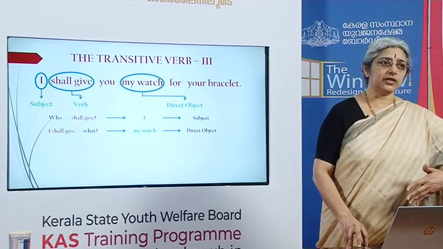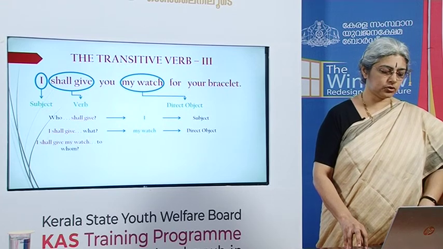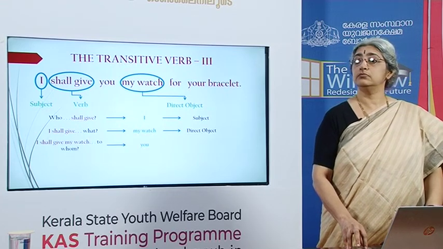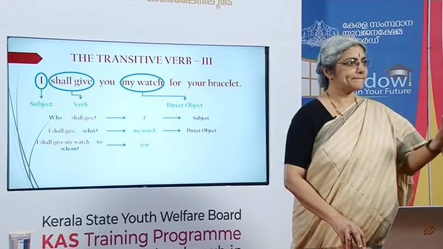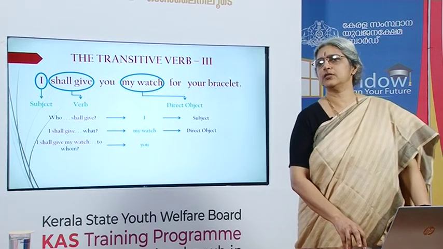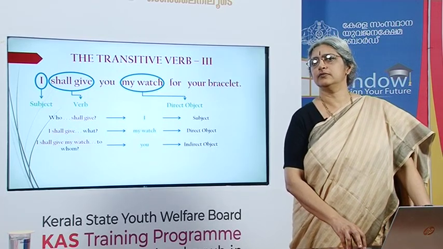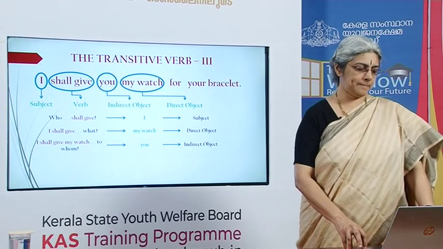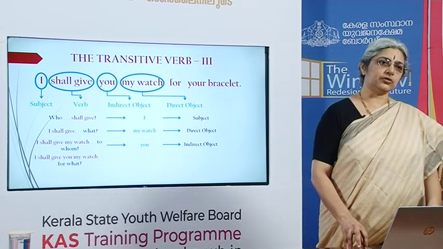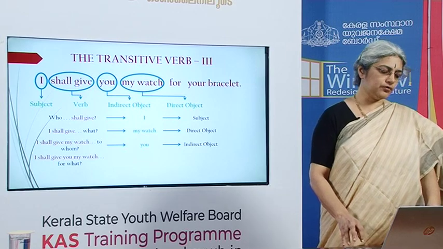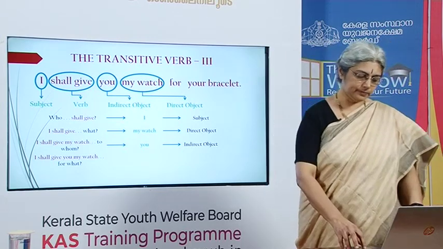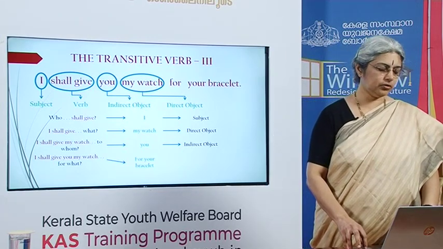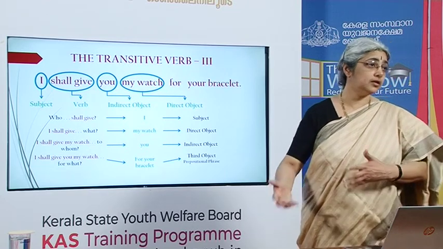What is the next question that we ask? To whom? So, I shall give my watch to whom? You. So, what is you? Indirect object. So, it looks like this verb is a ditransitive verb. Okay. You is the indirect object. You can ask another question. I shall give you my watch for what? For your bracelet, which is the third object.